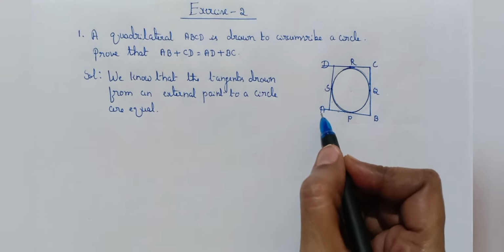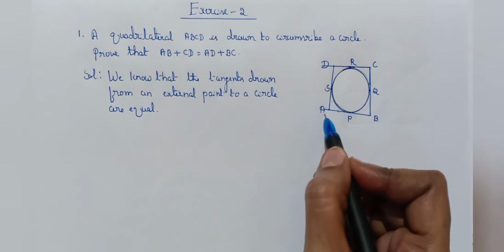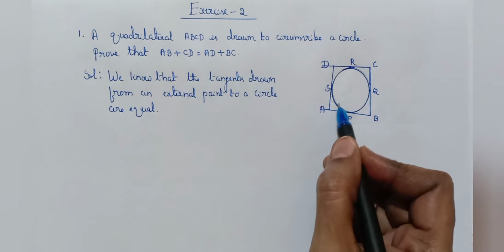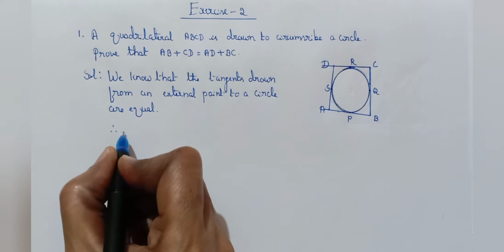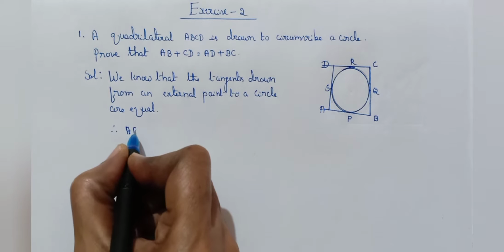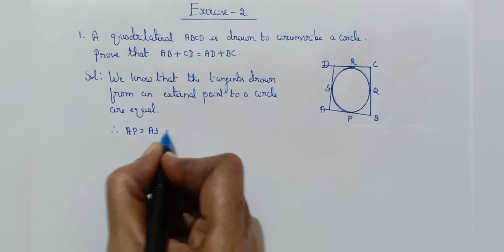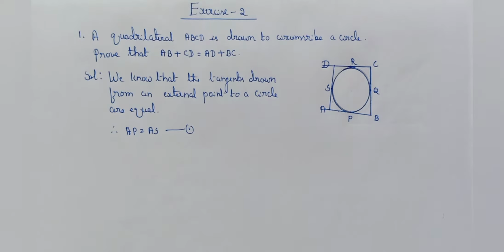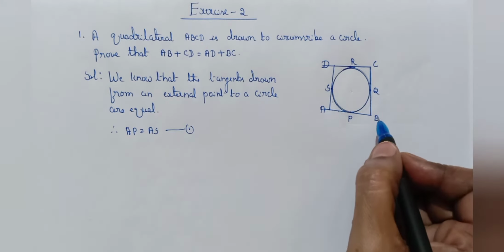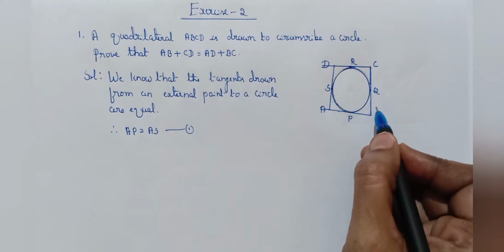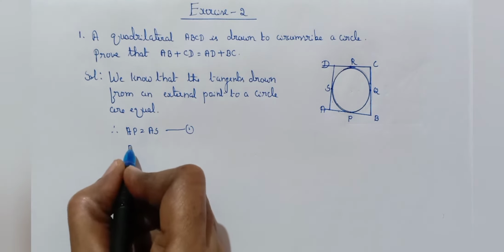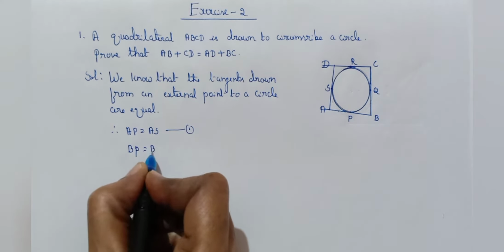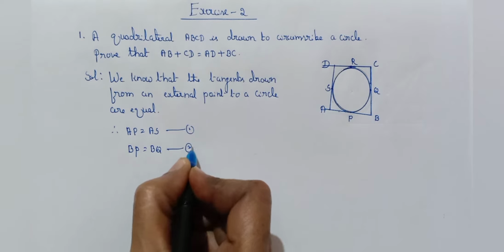Here A is an external point. AP and AS are the tangents drawn to a circle from an external point A. Therefore, AP is equal to AS. Consider this as equation 1. And B is an external point. BP and BQ are the tangents drawn to a circle from an external point B. So, BP is equal to BQ. Consider this as equation 2.